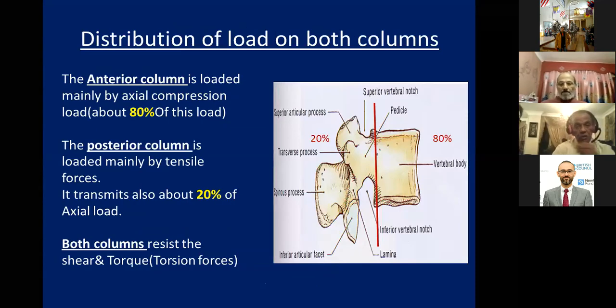Now the distribution of load on both columns. The anterior column carries about 80% of our body load, while the posterior column is loaded mainly by tensile forces. It transmits only about 20% of axial load. Both columns resist the shear and the torsion forces.